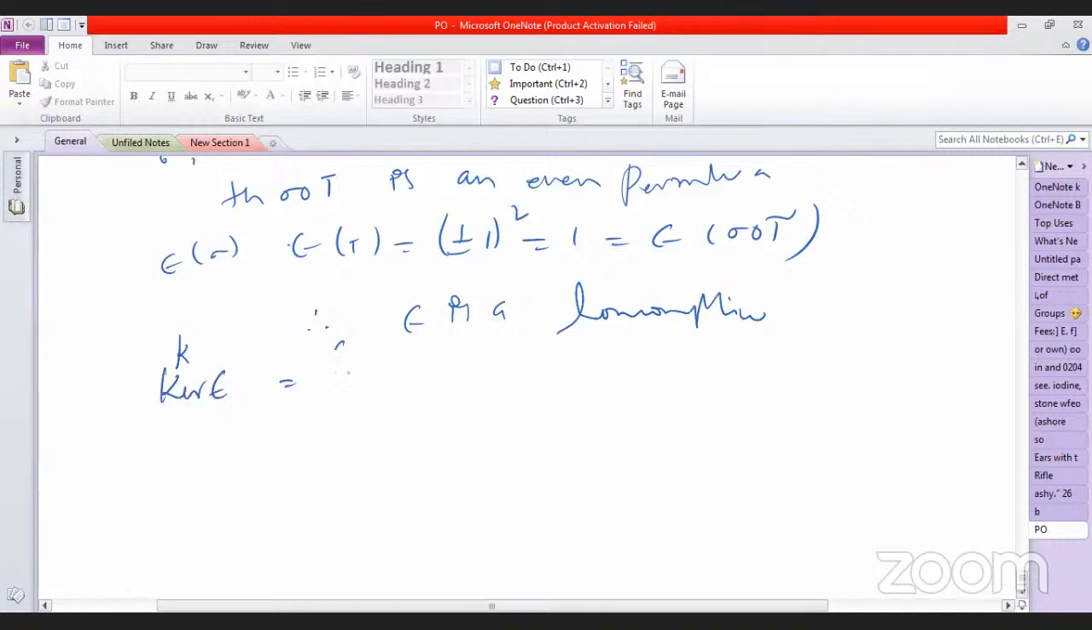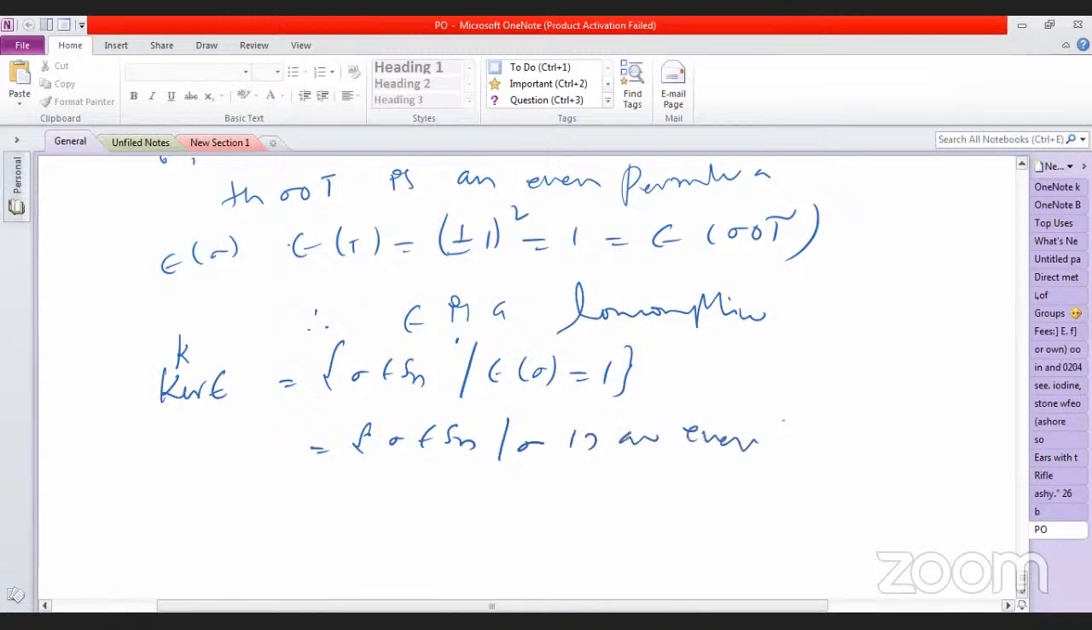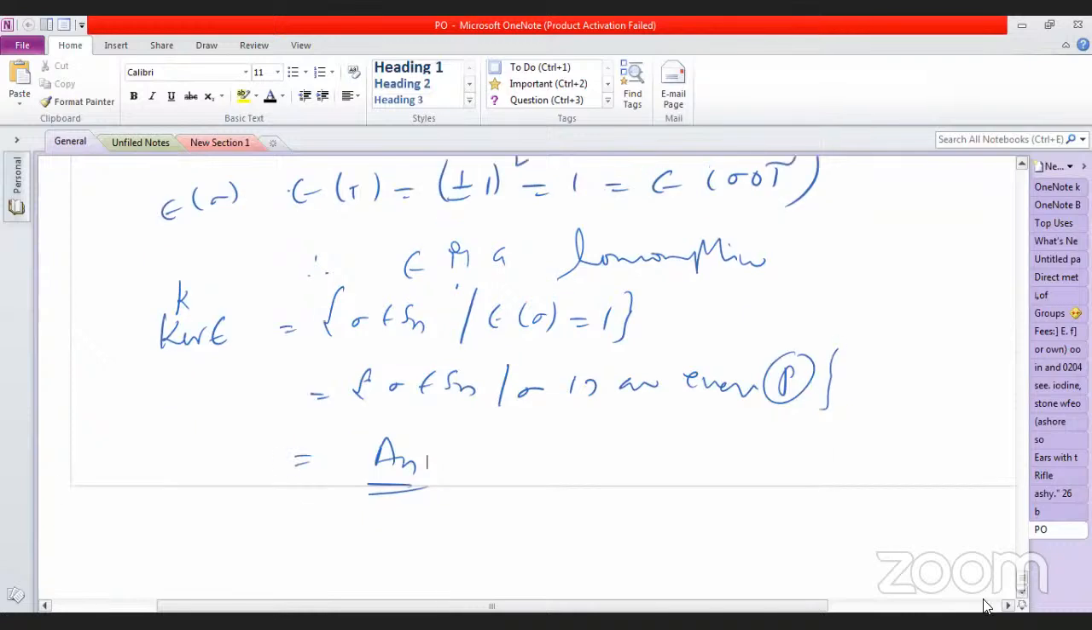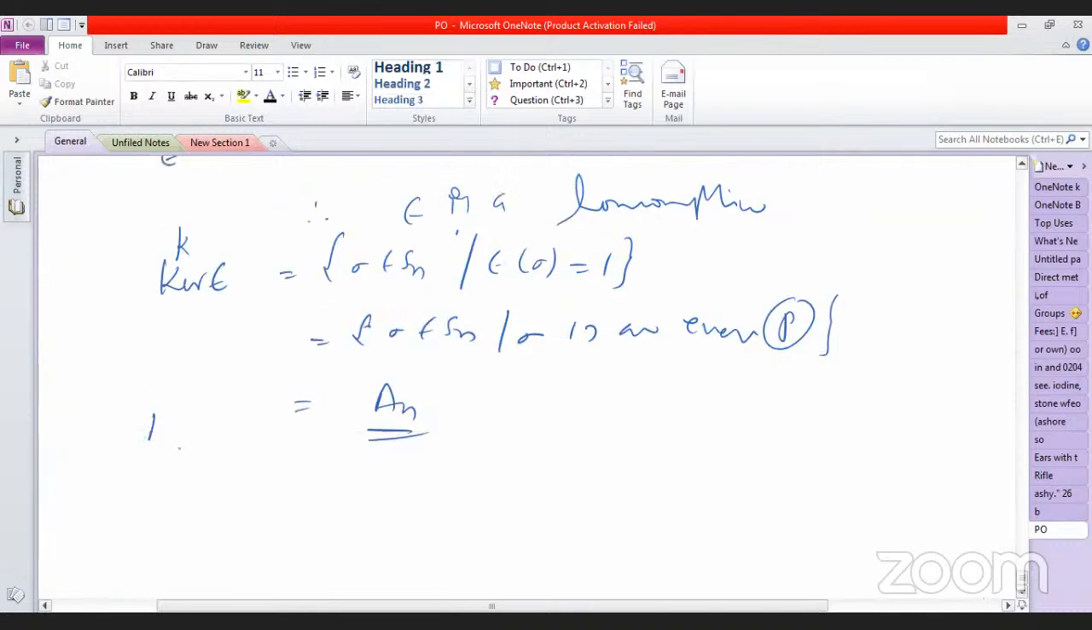Kernel. Sigma belongs to Sn. Therefore, this is 1. Sigma belongs to Sn, so this is an even permutation. What do we have to write? This is An or not? From the above condition, we are writing these conditions. Sigma even permutation, we can write An. Yes, sir. For even, An is a normal subgroup of Sn.